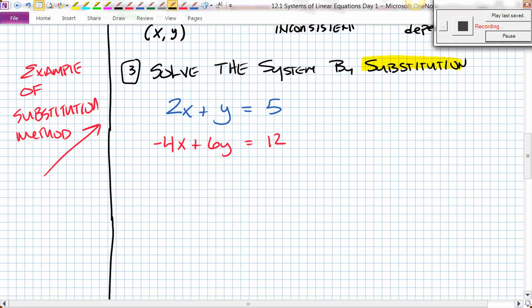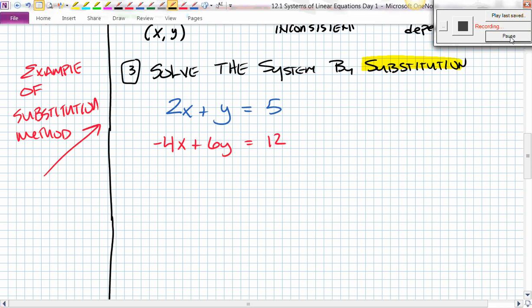How many of you guys play sports? Who plays sports? Okay, so what happens when you're the sub? You switch them out. You replace yourself for somebody else, right? Okay, that's the exact same idea here for when you're solving a system by substitution.